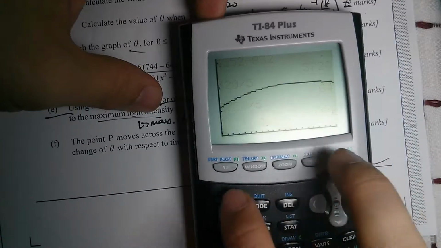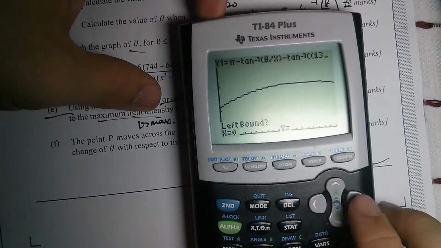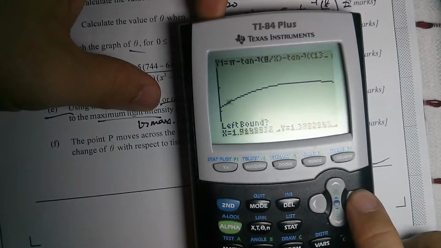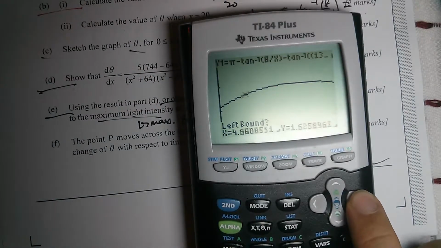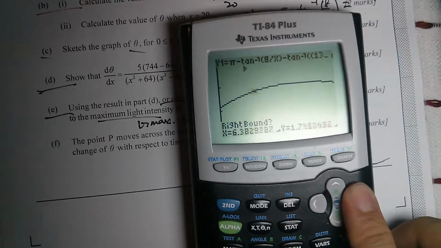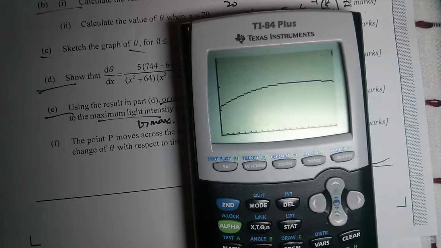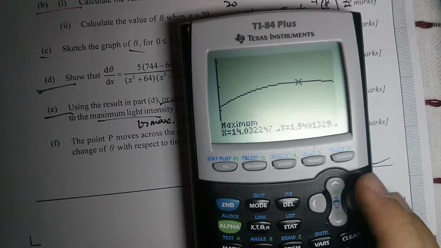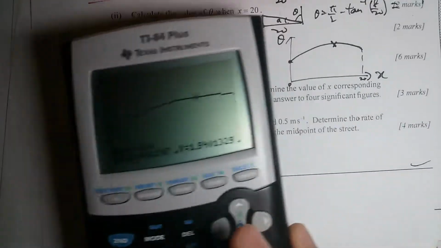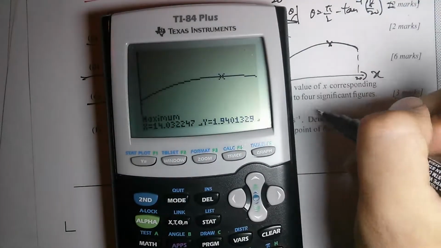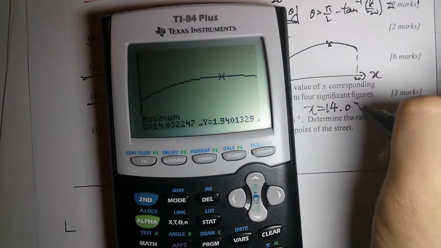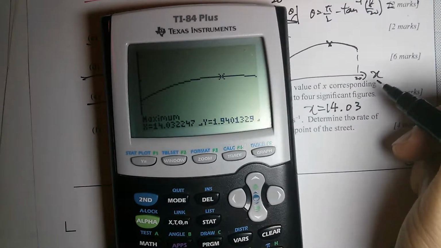Okay, I may have missed the bound setting procedure. Anyway, I'm sure you know how to find the maximum with your calculator. This is taking a little bit of time. Oh, this is annoying. A little wait for it to go down. Okay, it should be good enough. Bam, bam, bam. Okay, the maximum occurs when x is 14.103. That's my answer.